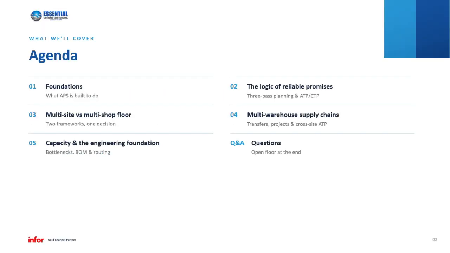All right, so a brief agenda. We're going to cover 5 different areas. So we'll start with foundations of what APS is built to do. We'll continue on with discussing the 3-pass planning logic behind reliable promise dates. Then we'll get into multi-location, the site versus shop floor discussion, multi-warehouse coordination, capacity planning, the engineering foundation that makes it all work. And then we'll have a question section at the end, as we talked about.